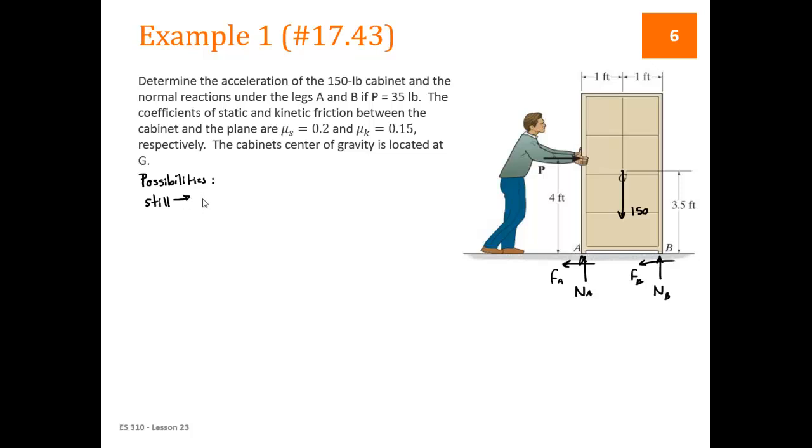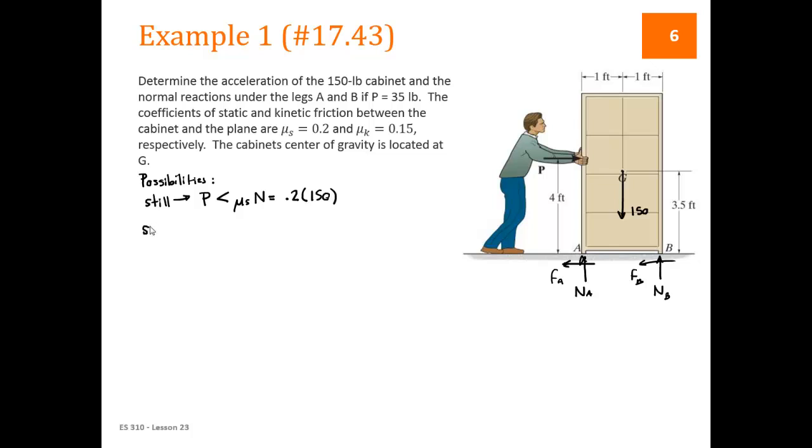So one possibility is that it's not moving, it's still. It would be still because the P that he's pushing with is less than the static coefficient of friction times the normal force, or the static friction. In this case, the normal force would be NA plus NB, which is the total weight. So this would be 0.2 times 150. So if the force he pushes with is less than 0.2 times 150, the cabinet doesn't move.